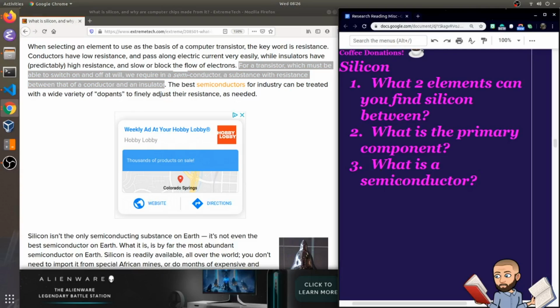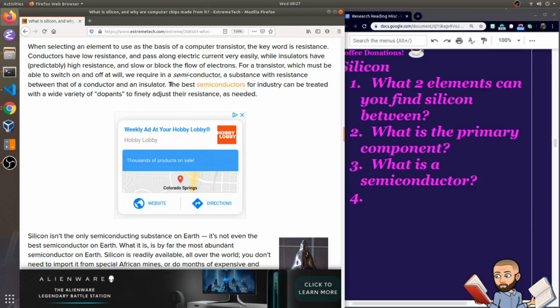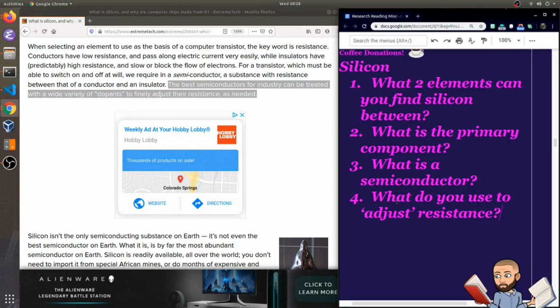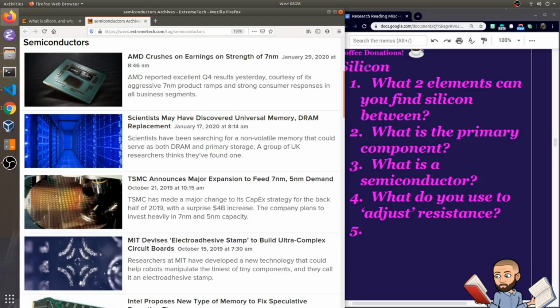So the question is, what is a semiconductor? And when I'm watching my daily Closing the Bell stock market news, every time I see the semiconductors category, I just think silicon. And the best semiconductors for industry can be treated with a wide variety of dopants to finely adjust their resistance as needed. So the question is, what do you use to adjust resistance? That answer is dopants.